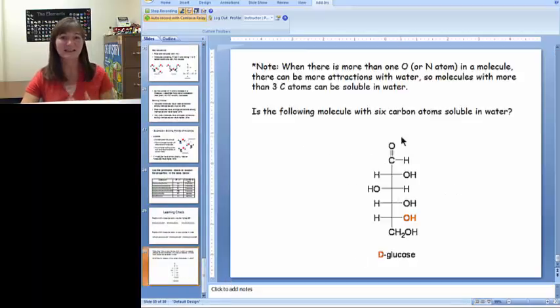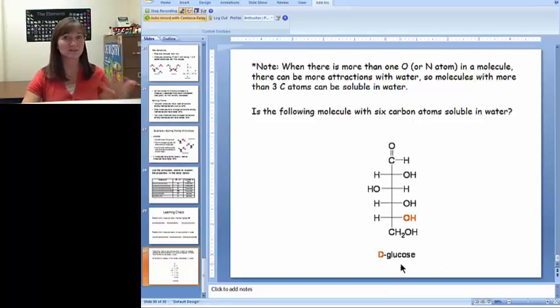So the way I like to think about it is for every OH group you have, that can drag 3 carbon atoms approximately into the water solution. So if you think of every OH group can handle 3 carbons in getting it dissolved, then you can see that the more OH groups you have, the more carbons the molecule can have and still become soluble. So this is an example of a molecule that has 6 carbons.